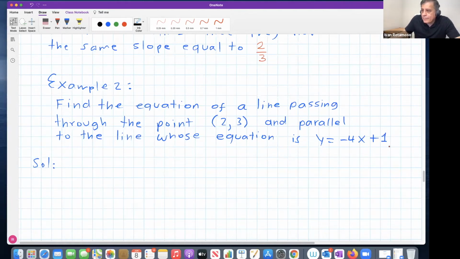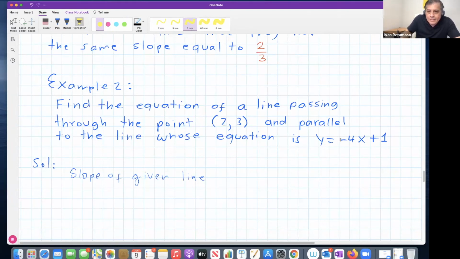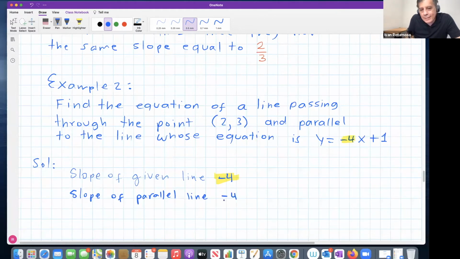Okay, what to do? Well, as a general strategy, I would say, go and say first, a slope of given line. What is the slope of the given line? Well, if you look at this guy here, it's just -4, right? So extract the slope of the given line as -4. Now, a slope of parallel line should be the same, right? Because remember, parallel lines, they have the same slope. So basically, we extract this guy. We don't care about this guy, right?